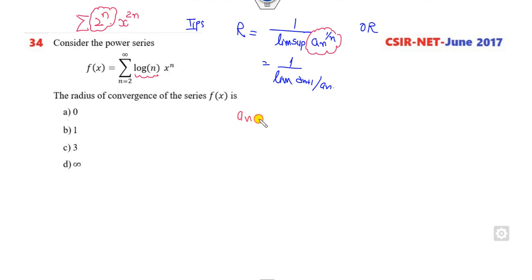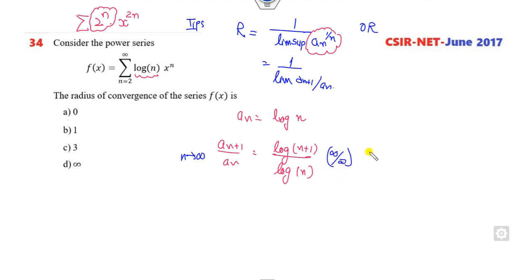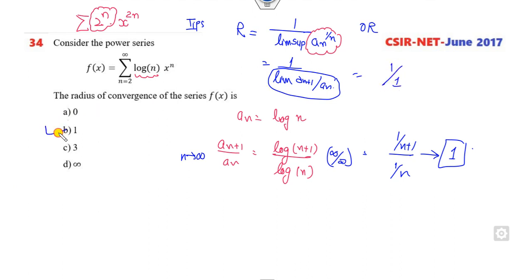So here a_n is my log of n. What is a_n plus 1 over a_n? Log of n plus 1 over log of n. Now if you take the limit as n approaches infinity, it's an infinity by infinity form. So you can take the derivative and it goes to 1. So the right answer is, this value will be my 1. So the answer is 1 over 1, which is the right answer of this problem.